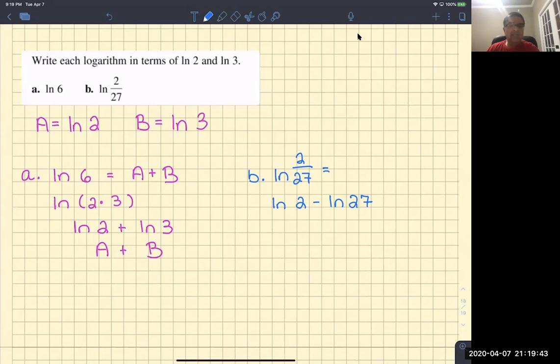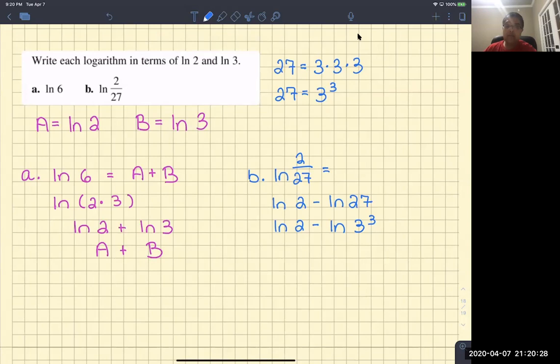So the question is, how can I rewrite 27 as a product or quotient of 2 and 3, or even an exponent of 2 or 3? So how do we do that? Well, 27 is equal to 3 times 3 times 3, or another way of writing it is 3 cubed. Okay. So we can rewrite the natural log of 27 as the natural log of 3 cubed.